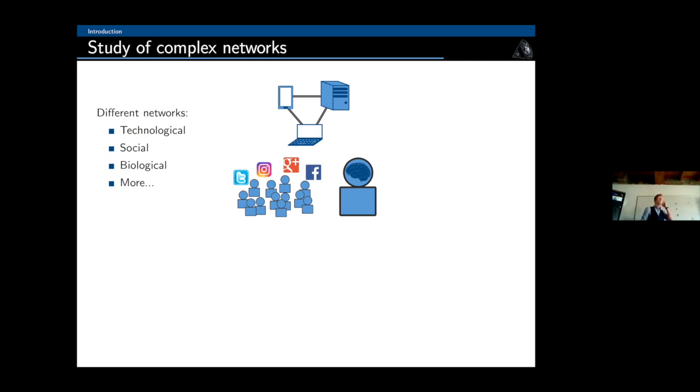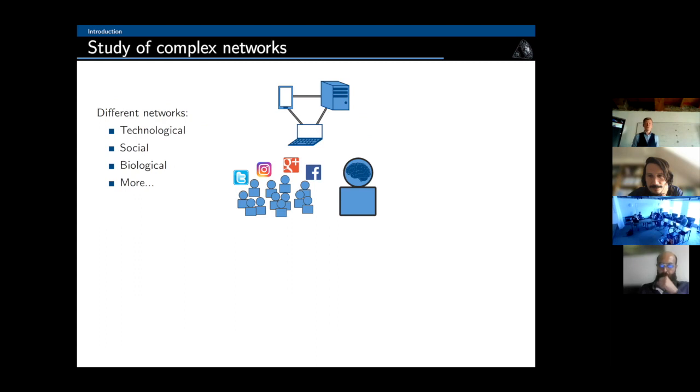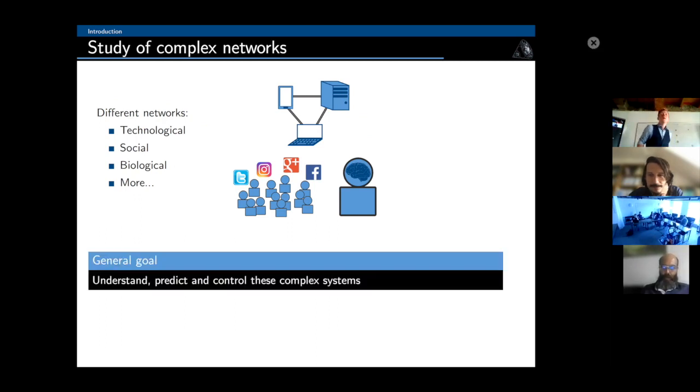Okay, great. We're also trying to sometimes understand how processes develop on these systems and make predictions on these processes. So in general, the goal is to understand, predict, and control these complex systems. And I'm trying to contribute to this general goal.